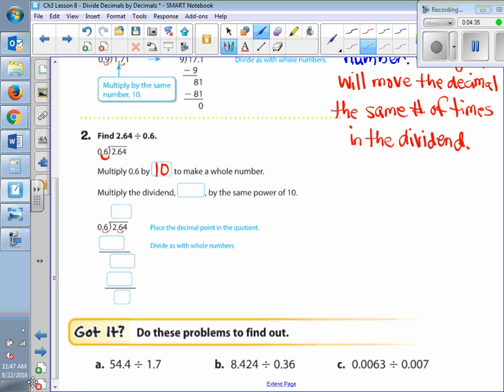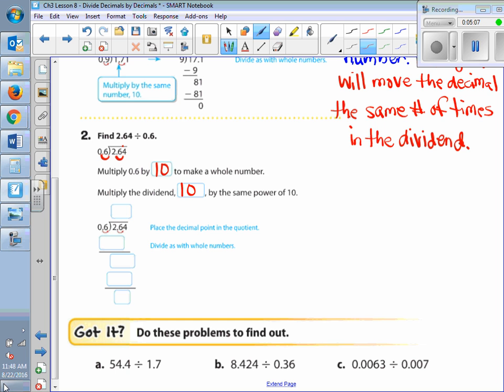Okay? So if I multiply times 10 in the divisor, what do I have to multiply by in the dividend? 10. So it has to be the same, right? Which means we're also moving the decimal to the right once in the dividend. And then you're going to bring the decimal straight up. And that's where your decimal is going to be in the answer. Is it right here? All right, so now we divide like normal.